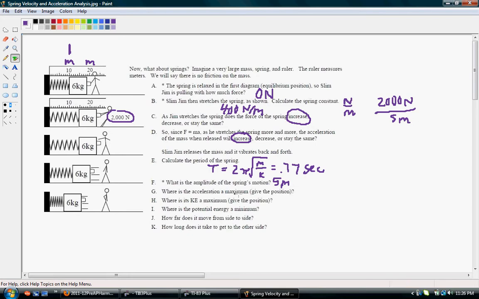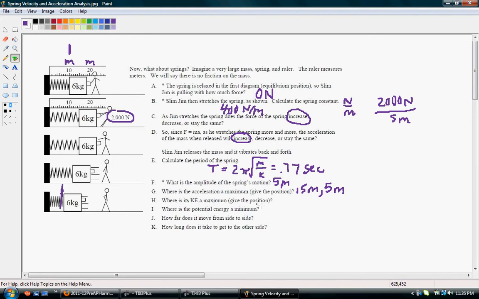Where is the acceleration a maximum? Give the position. Alright, so it could either be when it's completely stretched out here at 15 meters, or when it's completely compressed, which will be 5 meters past, so right here, 5 meters before the 10 meter or equilibrium position mark.